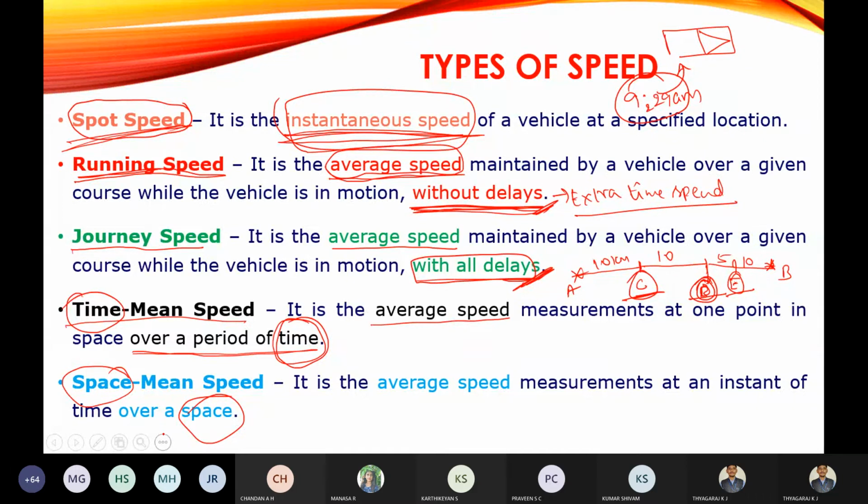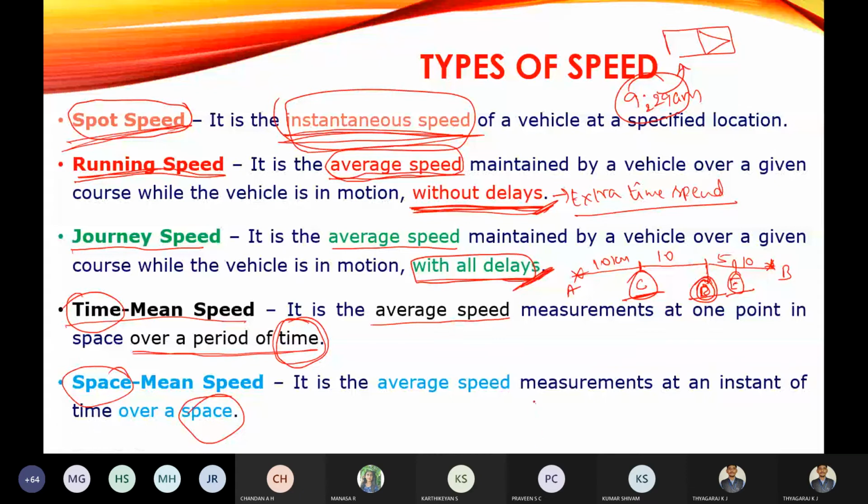Spot speed, instantaneous speed of the vehicle. Running speed, average speed of the vehicle without any delays. Then journey speed, average speed of the vehicle with all delays, that we are going to call journey speed. Then time mean speed, the average speed of the vehicle at a given point over a period of time. Then space mean speed, the average speed of the vehicle in a given particular time over a space.